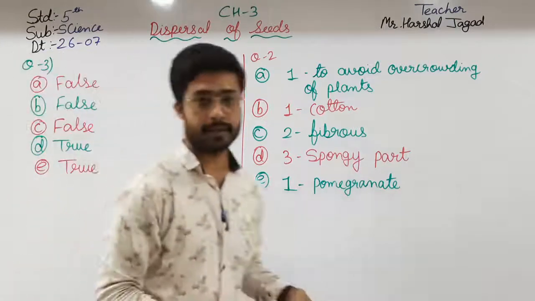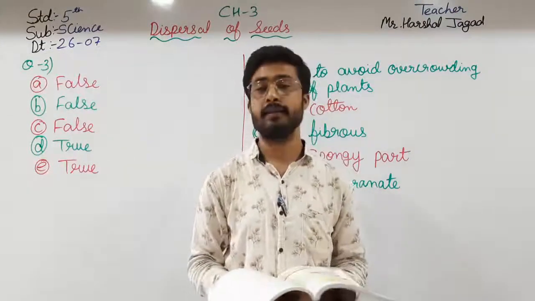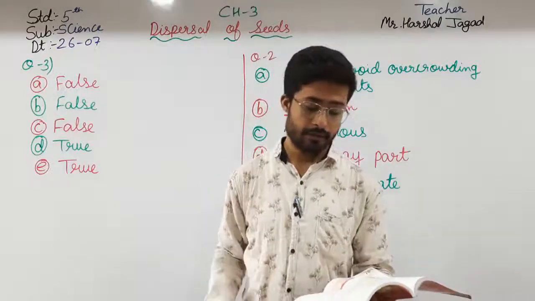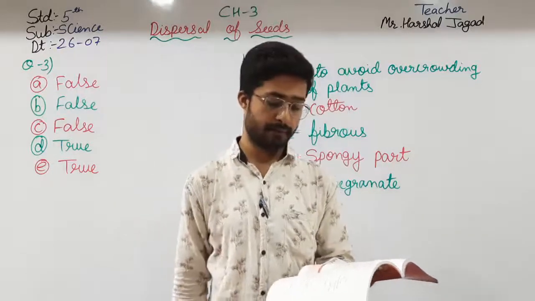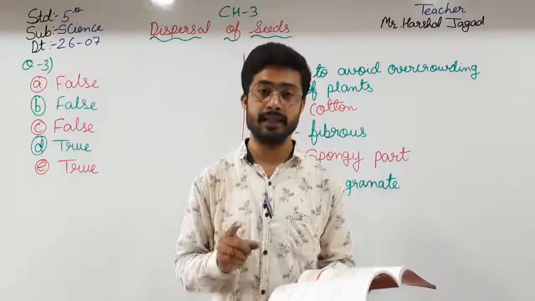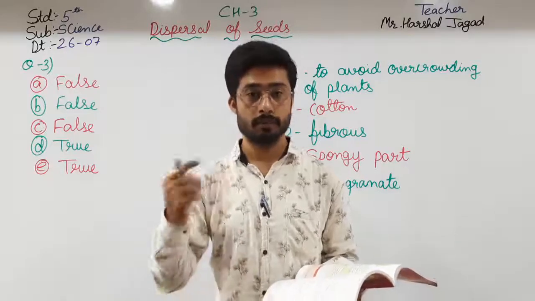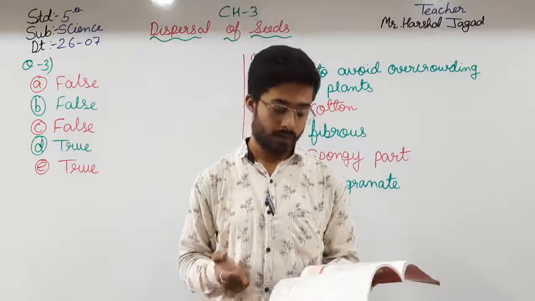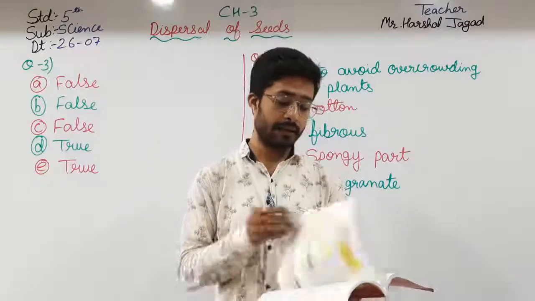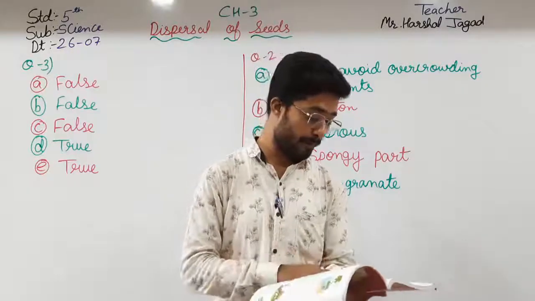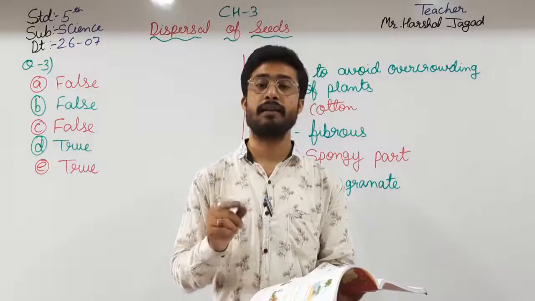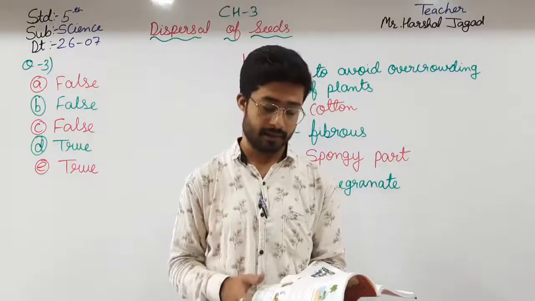Okay students, have you written down the answers? Now, here it is question number 4, question answers. The first question: which is the most common way by which plants reproduce? Seeds are the most common way through which plants reproduce. Secondly, what is the dispersal of the seeds? The scattering of the seeds away from the mother plant is called dispersal of the seeds.